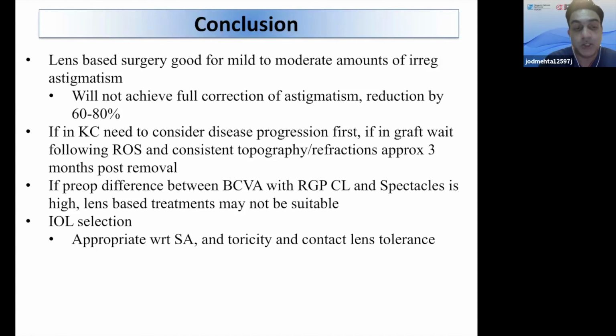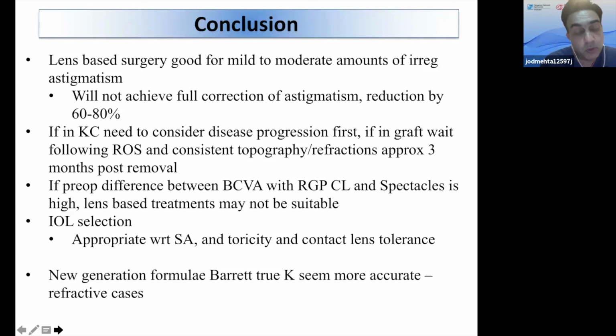With respect to IOL selection, you need to choose the appropriate IOL depending on the amount of spherical aberration. Obviously, if it's a hyperopic ablation, you've got a high level of negative aberration, you put a positive spherical aberration lens in. If it's a myopic ablation, you basically go the other way around, basically reduce the amount of spherical aberration as well. Whether you can put a toric lens in, you need to basically think about looking at the anterior and also based on the posterior floor, and also to assess the patient to see if they're contact lens intolerant.